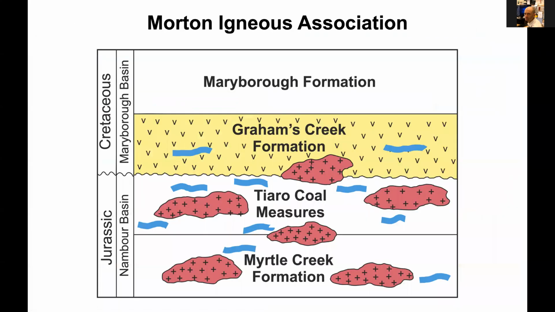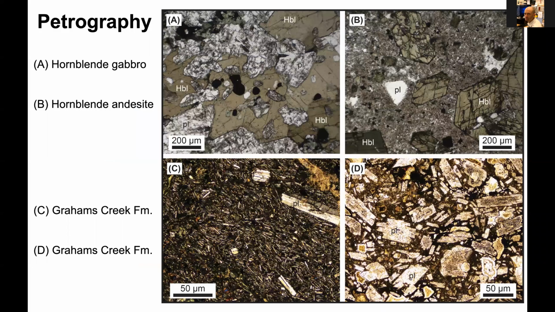In a very simple stratigraphic sense, this is what it looks like. These intrusions have intruded into the Nambour Basin, which is Jurassic in age, and partly into the Graham's Creek Formation as well, which is earliest Cretaceous in age at the base of the Maryborough Formation. For various reasons, we see this as a separate igneous package of rocks that we've named the Morton Igneous Association.